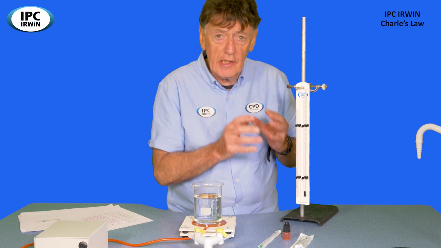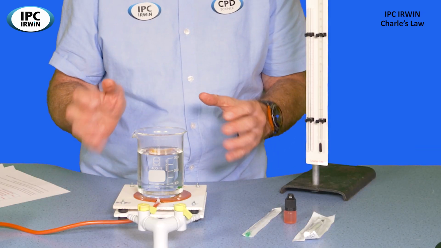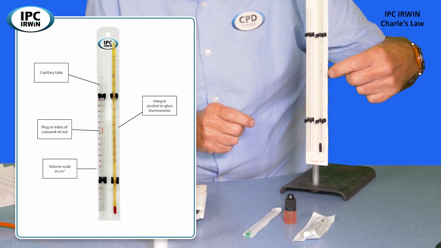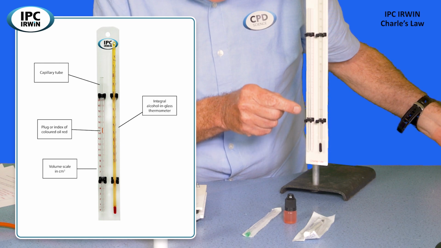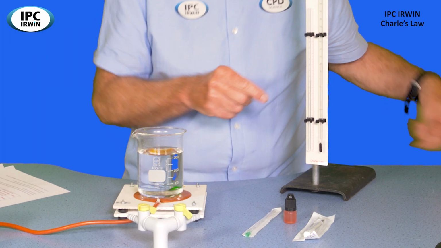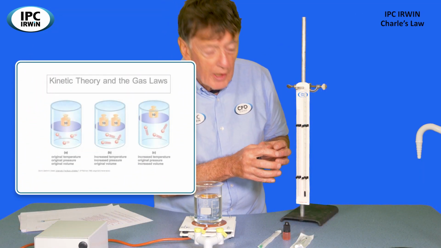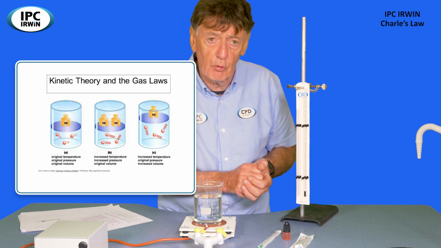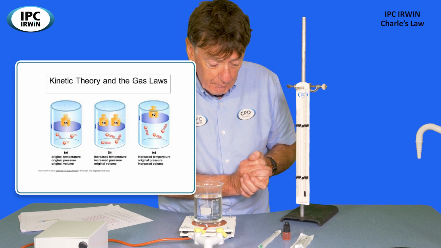And we're going to heat the gas up in the tube by putting it into this water bath. And the IPC Irwin apparatus we have here has a thermometer nearby, and there's also a scale recording the volume of the gas in cubic centimetres. And what we're interested in doing is seeing what happens to the volume when we put more energy into the gas from the water bath, and we can record the temperature as the gas is warmed up.